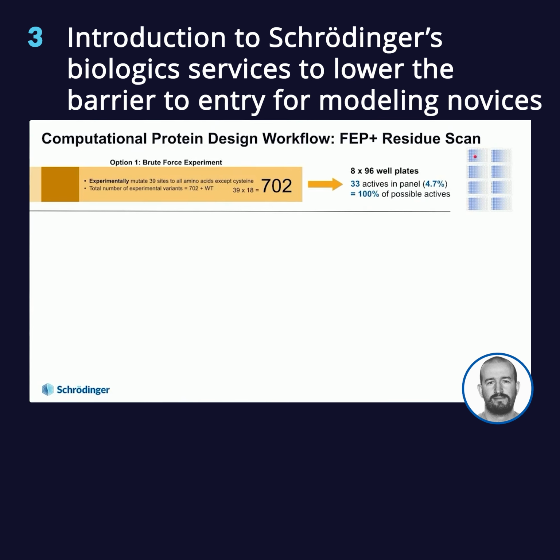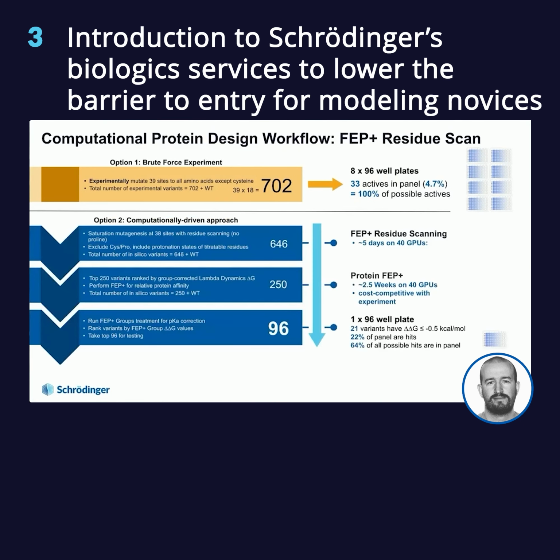But let's see how we could augment this workflow with computational methods. If we start with FEP residue scanning, in this case not 702 mutations but actually a smaller amount, that's because in this case we've excluded both cysteine and proline. This is something that we'll bring online later in the year or in a future release, but for the moment prolines are still under development. But again, this is a large library of mutations. Now, if you have access to cloud resources, such as Google, Azure, etc., you can run these on 40 GPUs, and it takes around 5 days. So again, we've already accelerated the timeline.